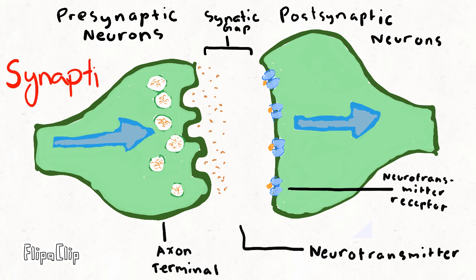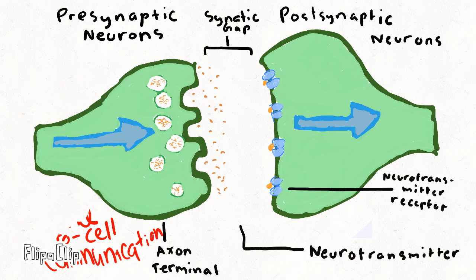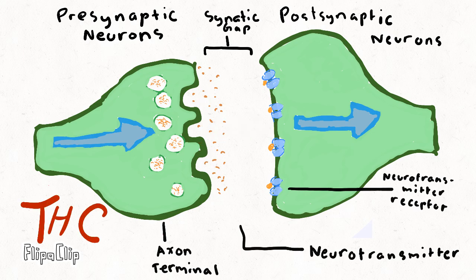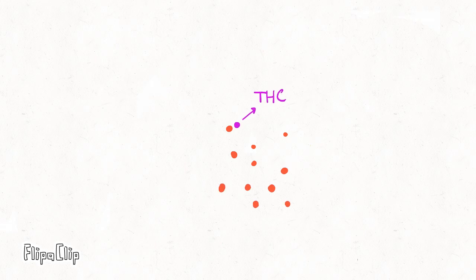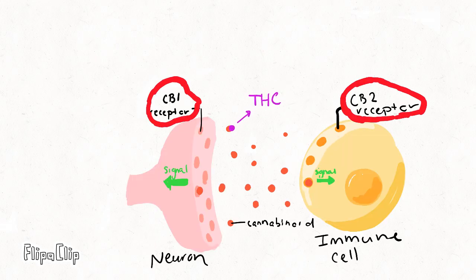Endocannabinoids use synaptic signaling. This is a form of short-distance cell-to-cell communication where a neuron releases a ligand that only affects its close neighbor. THC enters the system and acts like an imposter ligand. THC binds to cannabinoid receptors, specifically CB1 in the brain and CB2 in immune cells.